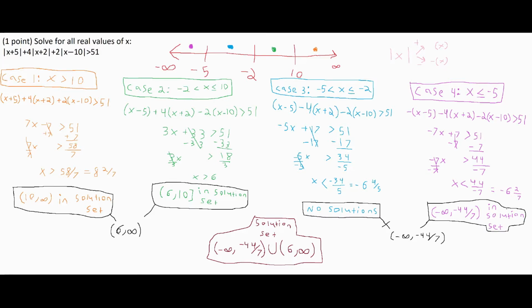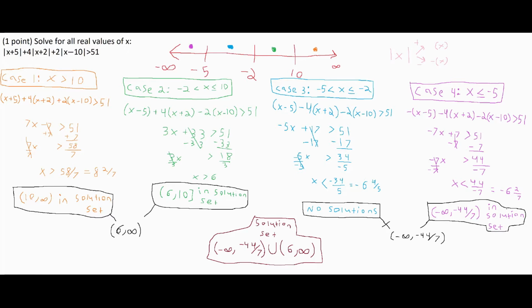Now, after simplifying, we get negative 5x plus 17 is greater than 51. Now while we're solving for x, we have to divide by negative 5. And when you divide by a negative in a less than or greater than inequality, the sign switches. So instead of it being x is greater than, it would become x is less than. This gives us the answer x is less than negative 34 over 5, and negative 34 over 5 is equal to negative 6 4/5.